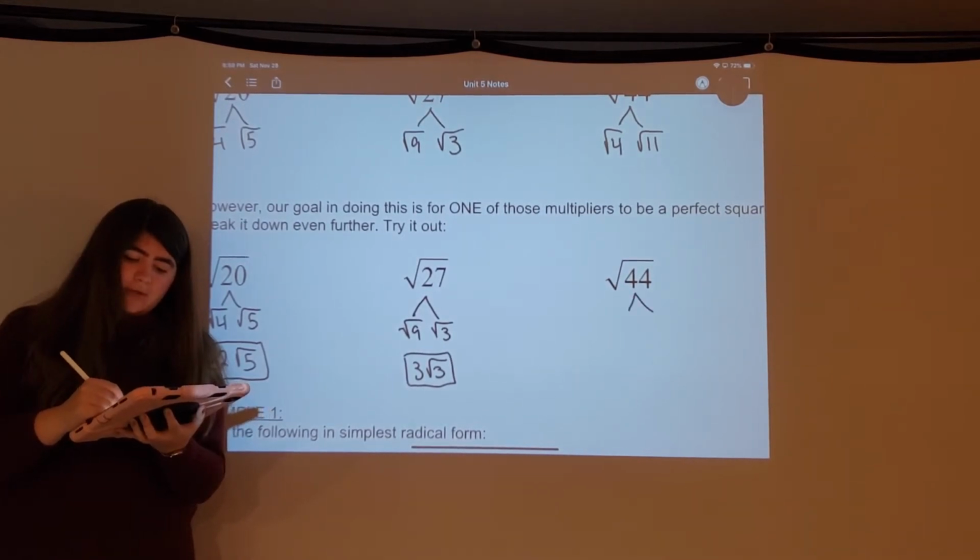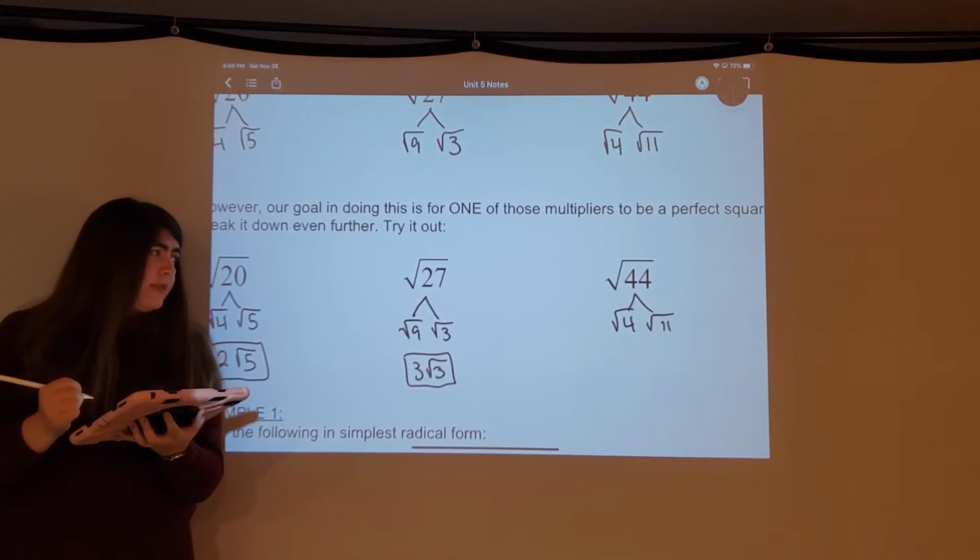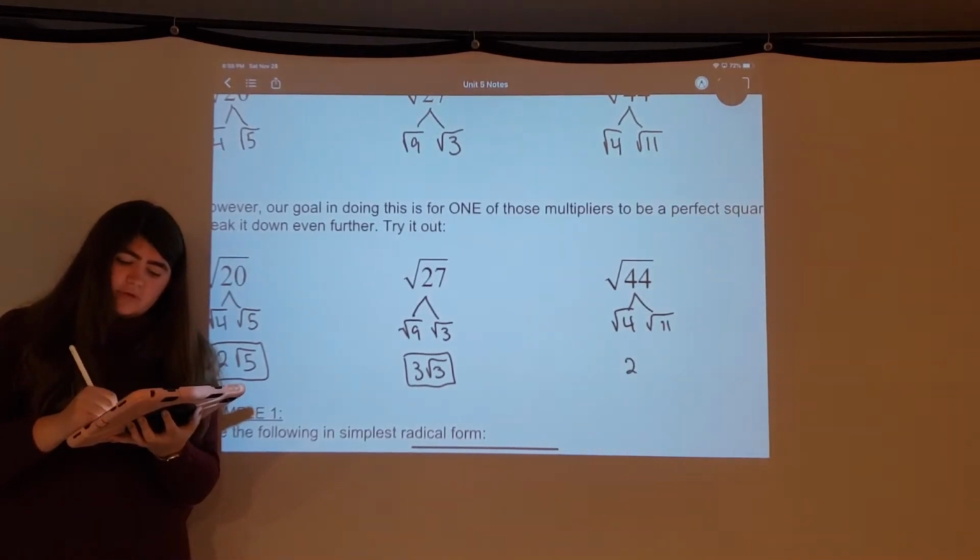Then for 44, we have the square root of 4 and the square root of 11. The square root of 4 is 2, so I have 2 square roots of 11.